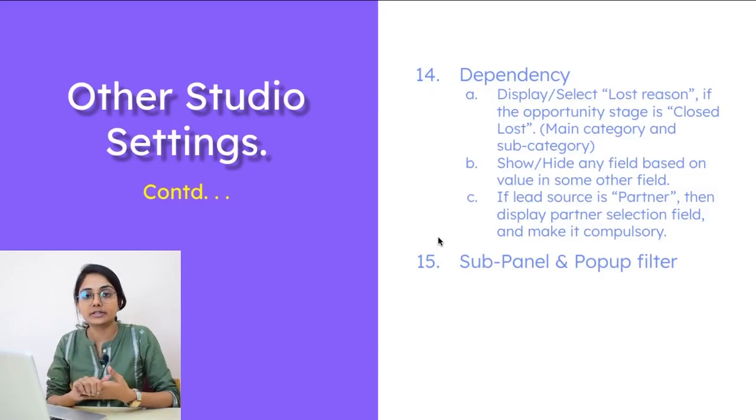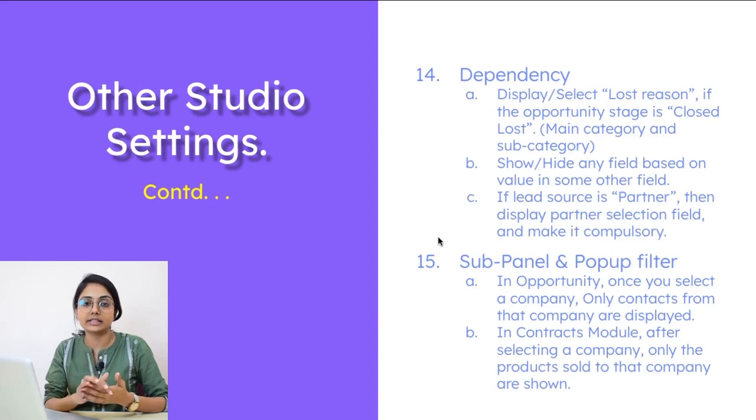Next is sub-panel and pop-up filters. We have seen sub-panel and pop-up filters in great detail in section 3.1. You can refer to that to know how sub-panel and pop-up filters work. Some of the examples are given here. Companies selected. When I select a contact related to this opportunity, I want only that list of contacts to appear which are related to that account. That's my subpanel pop-up filter because the account is already linked with that opportunity. Now I just have to link the contacts with that specific account. So subpanel filters are used for this.